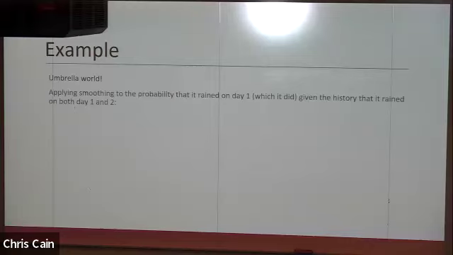Let's give you an example of that. Back to the umbrella world. We could apply smoothing to the probability that it rained on day 1, which we know that it did. Given the history that it rained on both days 1 and 2, this would be the smoothing of once we observe day 2, we can go back and improve the accuracy of the probability that it rained on day 1, given that we saw both an umbrella on day 1 and day 2.